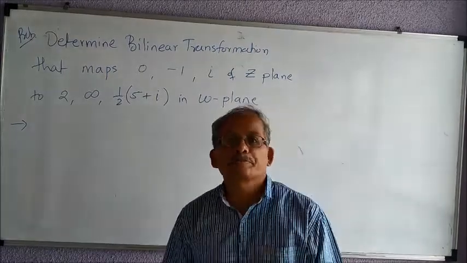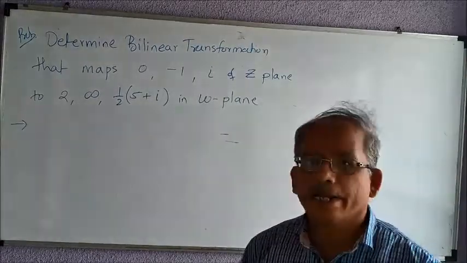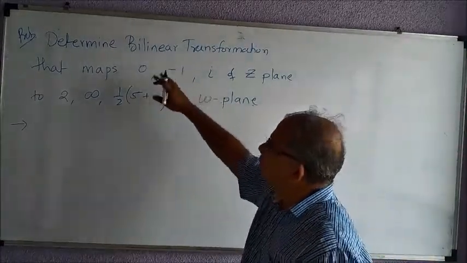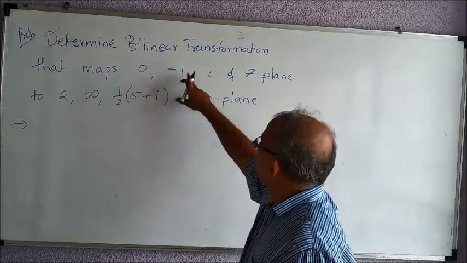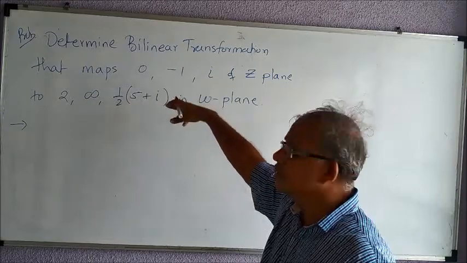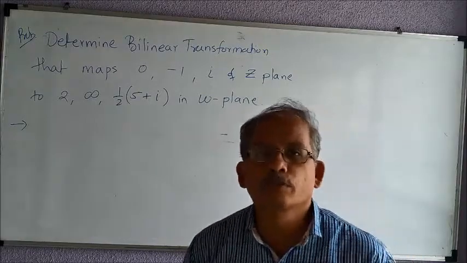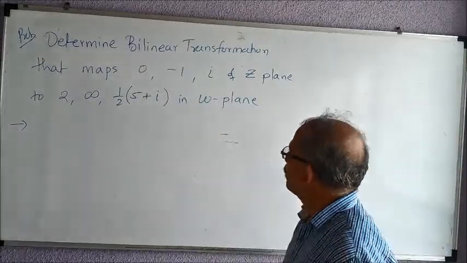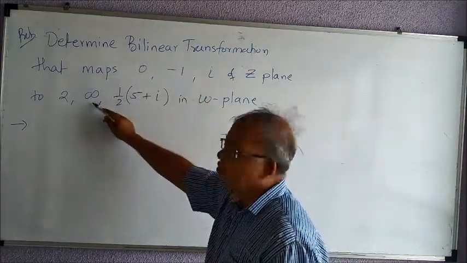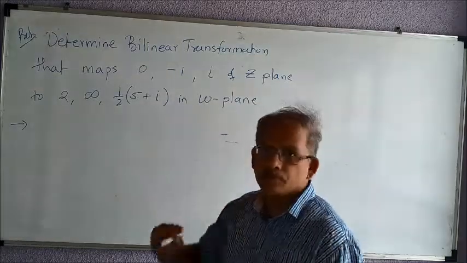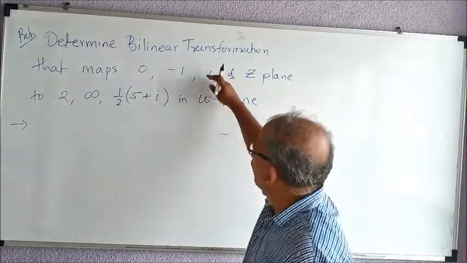Okay, hello friends. Let us take one example of a bilinear transformation. So here I have taken a problem. Determine the bilinear transformation that maps 0, -1 and i in the Z plane to 2, infinity and half of (5 plus i) in the W plane. That means 0 is mapped to 2, -1 is mapped to infinity, and i is mapped to this. So we need to find such a transformation which maps these 3 points to these 3 points.